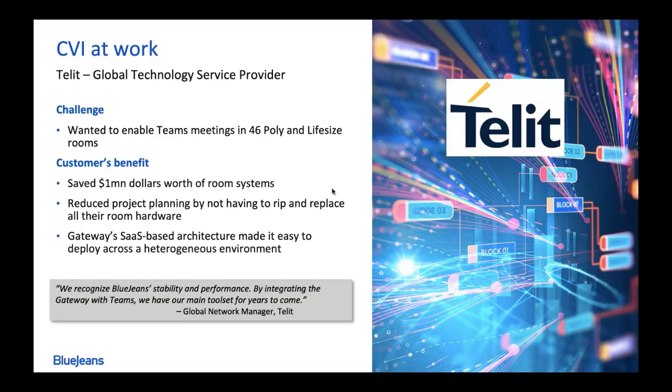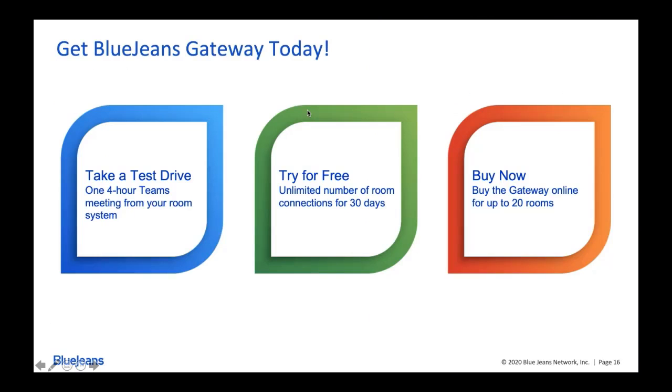They saved $1 million. That was what it would have cost them to go through all of the internal costs and all of the external costs, and all of the project management costs and all of the business change and all of the training and the adoption to replace those meeting rooms. So they told us that we saved them over $1 million by the gateway enabling those Poly and Lifesize rooms to work with Microsoft Teams. All based on the modern architecture that we talked about, not the hybrid, the Azure-based architecture.